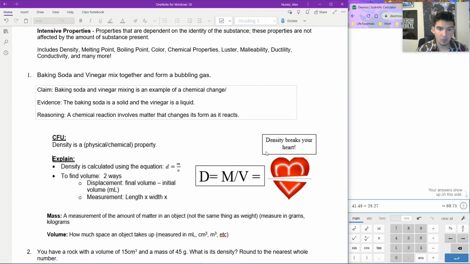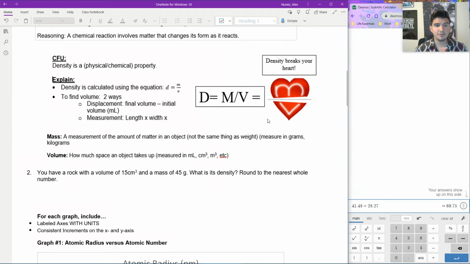But if I were to boil water and turn it into a gas, that is not a chemical change because it's still water. I mean, it's steam, but it's still water. Baking soda and vinegar are no longer baking soda and vinegar when they mix. They produce a gas. I believe it's carbon dioxide.